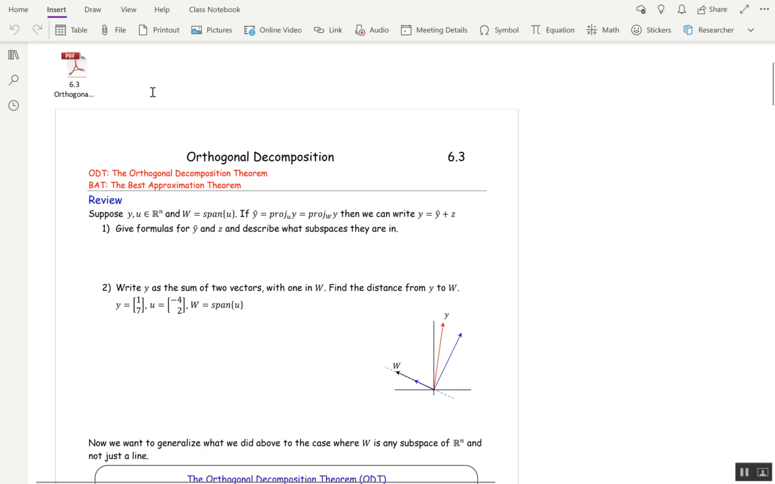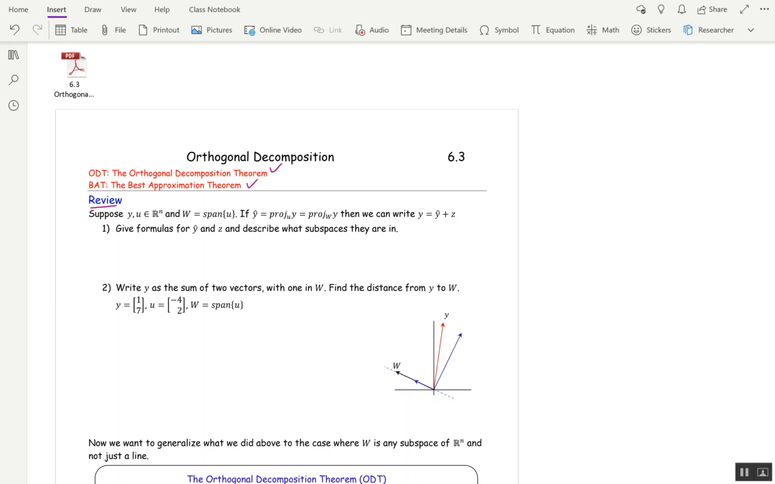This is section 6.3. We're going to cover two big theorems, the ODT, orthogonal decomposition theorem, and the BAT, best approximation theorem. The ODT is an extension of what we did last time. So let's review what we did last time before we talk about the orthogonal decomposition theorem.